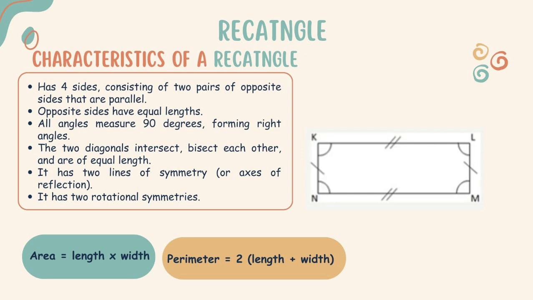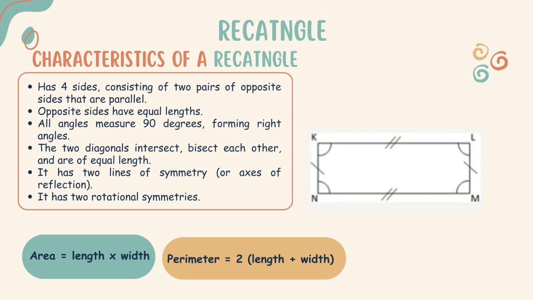The second is rectangle. The characteristics of a rectangle are: it has four sides consisting of two pairs of opposite sides that are parallel. Then opposite sides have equal length. Then all angles measure 90 degrees, forming right angles. Then the two diagonals bisect each other and are of equal length. Then it has two lines of symmetry or axes of reflection, and the last one, it has two rotational symmetries.